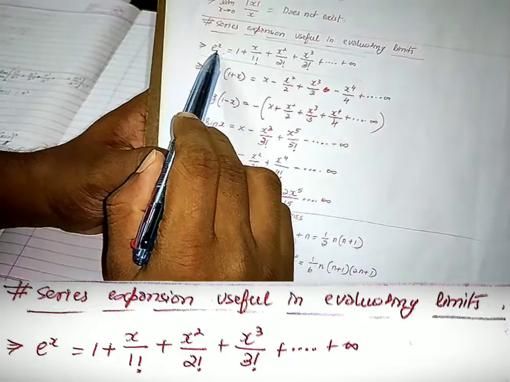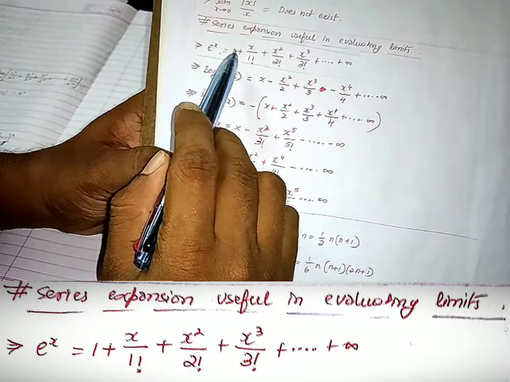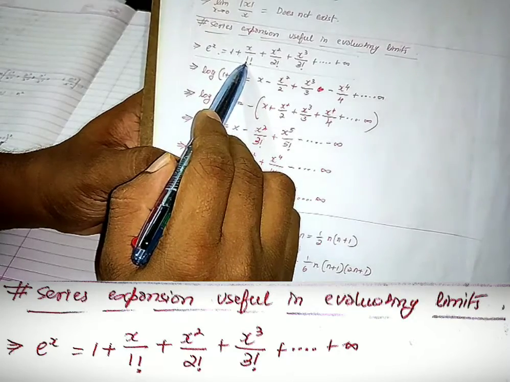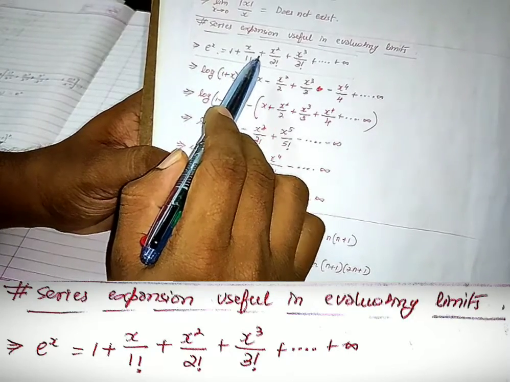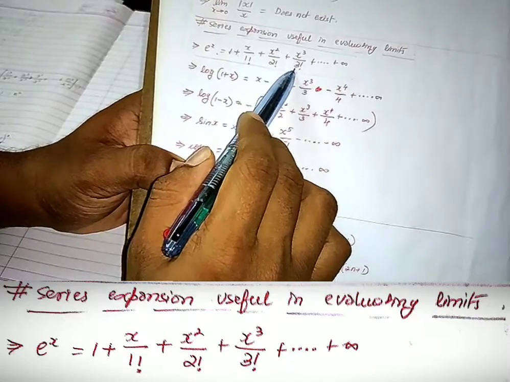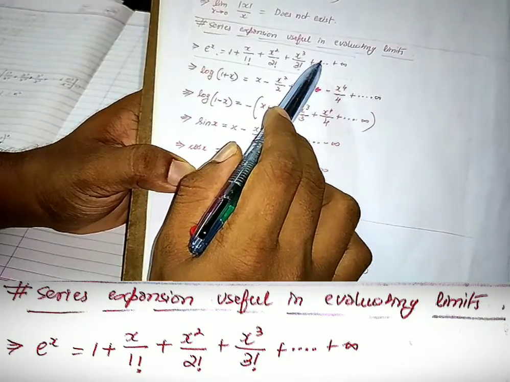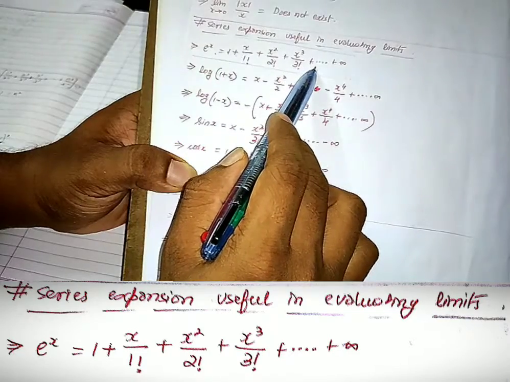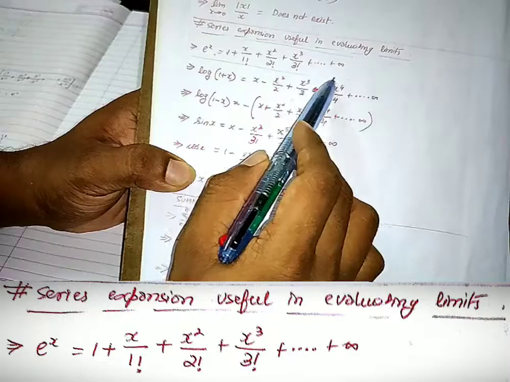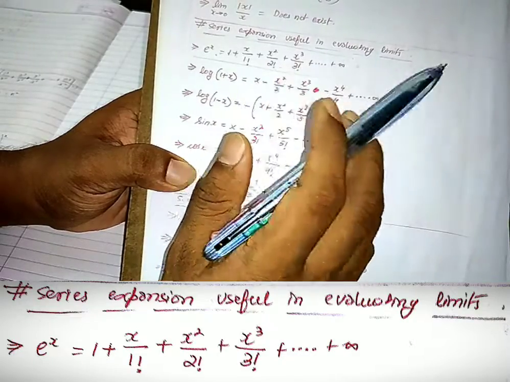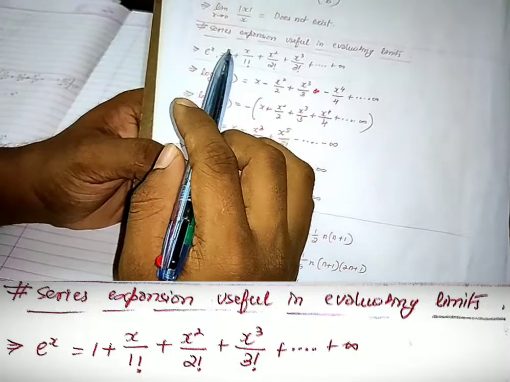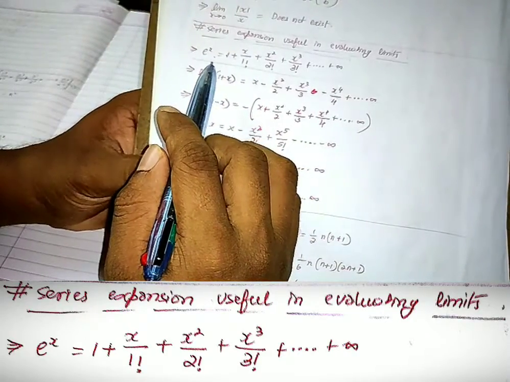So the expansion of e to the power of x can be written in the form of 1 plus x by 1 factorial, plus x square by 2 factorial, plus x cube by 3 factorial, and in a similar way the same pattern continues till infinity. So this is the expansion of e to the power of x. We'll come across when this will be helpful, or when we can use this one, when we come across the problems.